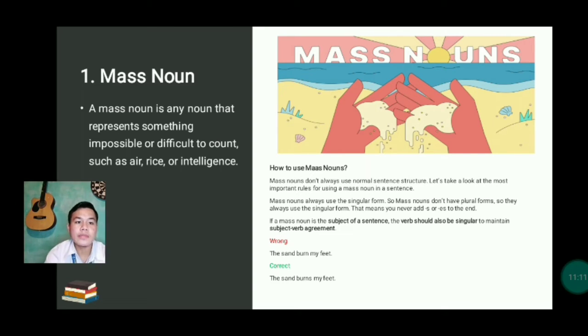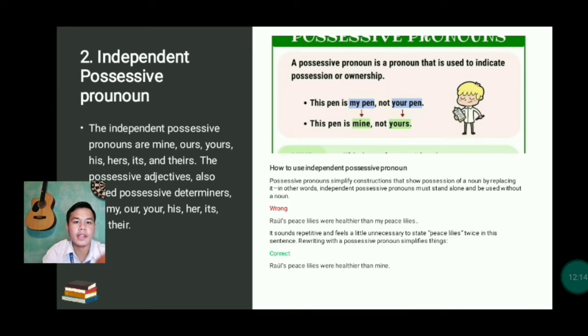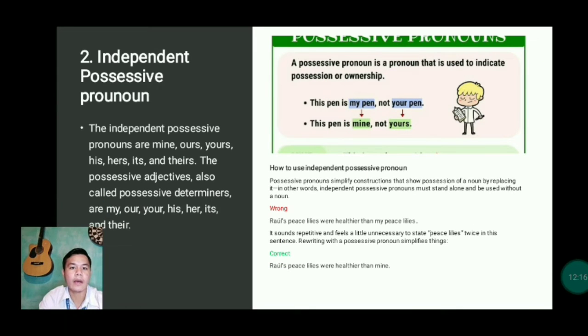If a mass noun is the subject of the sentence, the verb should always be singular to maintain subject-verb agreement. So here is a sample: the wrong one is "the sun burn my feet," and the correct one is "the sun burns my feet." It represents subject-verb agreement, and the sun represents the mass noun, and the verb is burns.